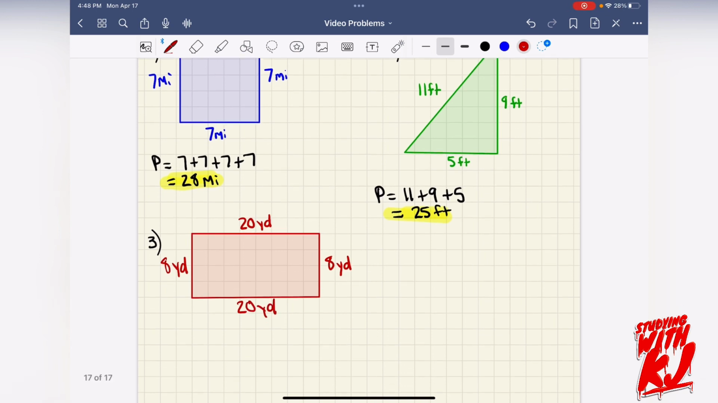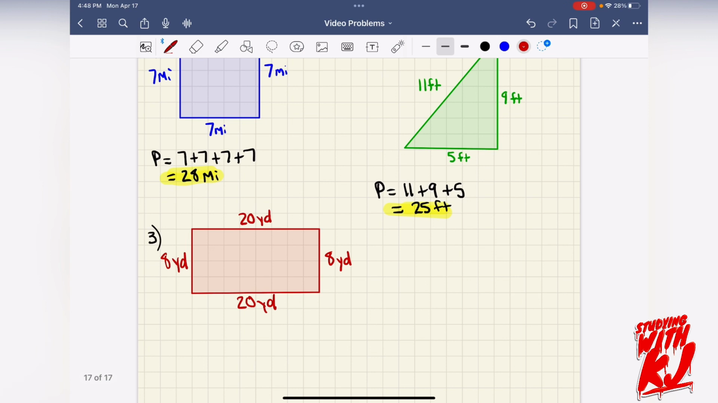So now that we know the distances for all our sides for our rectangle, we can go ahead and find our perimeter. So we'll go ahead and write P equals 20 plus 20 plus 8 plus 8. So 20 plus 20 is 40, plus 8 is 48, plus another 8 is 56. And then we can't forget our unit of measure, which is yards. So our perimeter for example problem 3 is 56 yards.